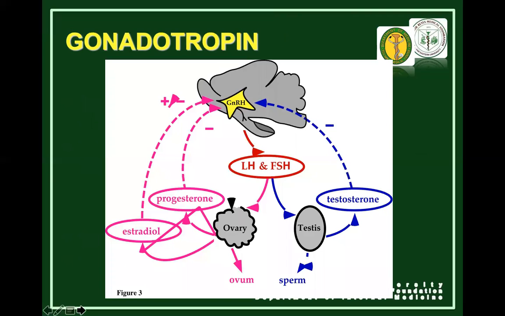Suffice to know that you have an intricate HPO and HPT axis. Your LH and FSH from your pituitary both stimulate your testis for testosterone, and this will give you a negative feedback. And your LH and FSH on your ovary will produce your progesterone and your estradiol. These two will also cause a negative feedback, especially your progesterone. However, with your estradiol, remember that increasing estradiol will stimulate, and chronic estradiol will suppress.